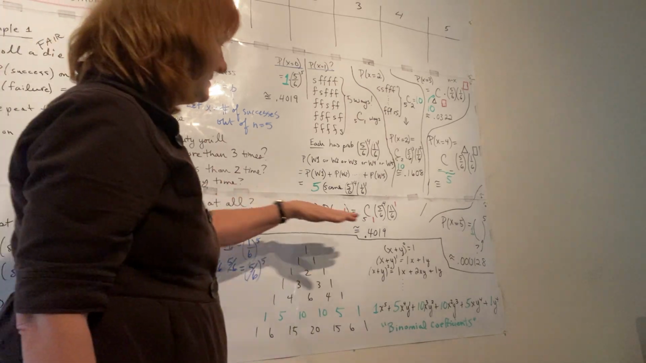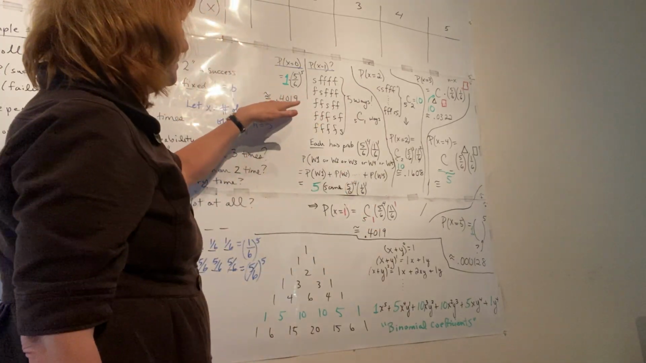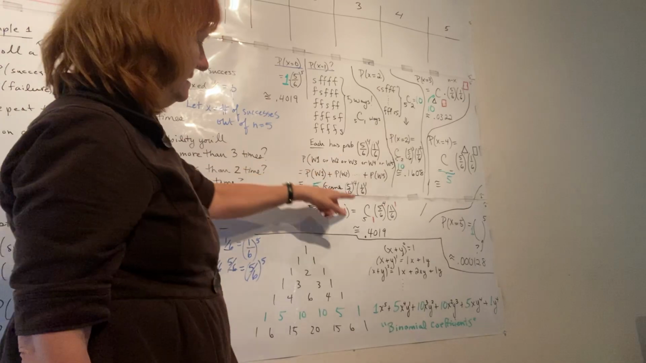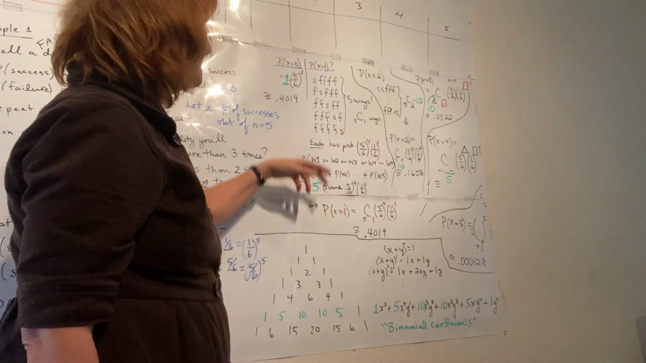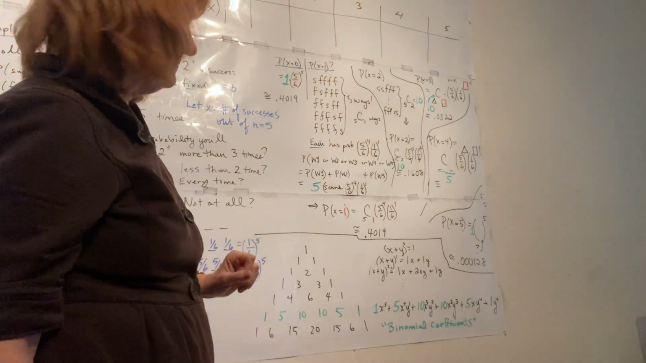So that just happens to be the same as the probability of this, because 5 times 1/6 is the same thing as 5/6 raised to the 5th.